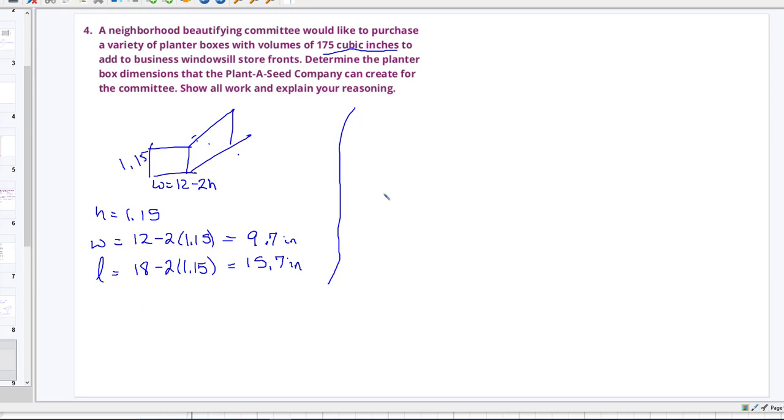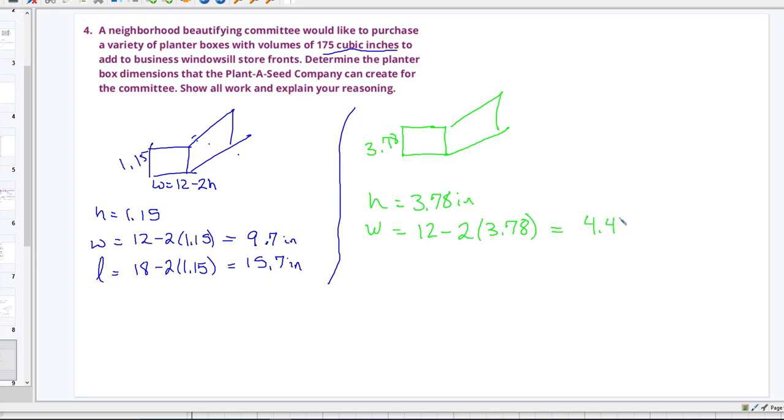So now let's look at the other scenario. We take that same information, but we're now going to be using the other height. The other height option we had was 3.78. So our height would be 3.78 inches, making our width 12 minus 2 times 3.78, which gives us a width of 4.44 inches, and a length of 18 minus 2 times 3.78, which gives us 10.44 inches. And so those are the two different planter boxes the company can create for the committee.